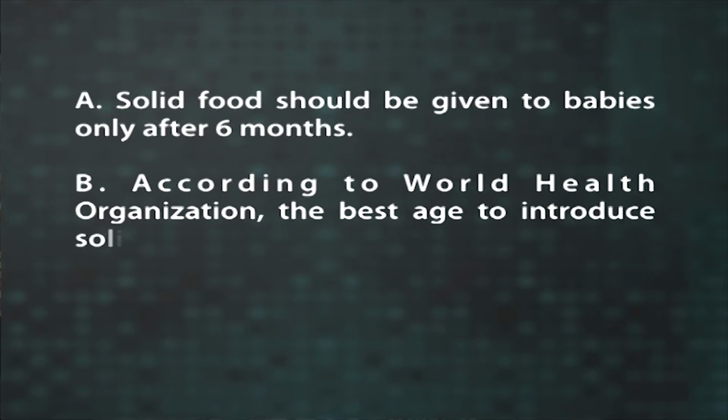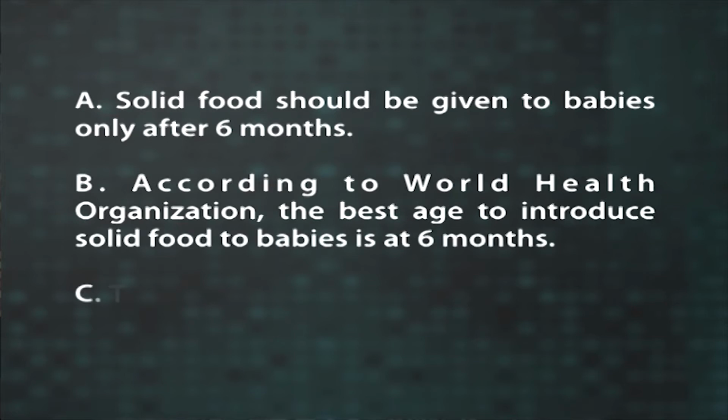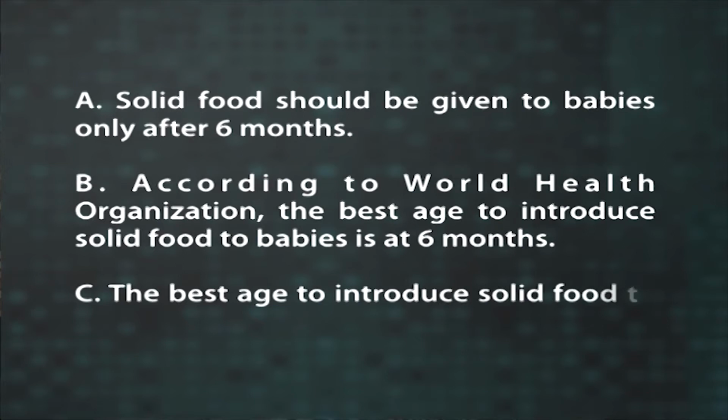According to World Health Organization, the best age to introduce solid food to babies is at 6 months. C. The best age to introduce solid food to babies is at 6 months. Statements A and B are to be judged true or false. It is difficult to answer statement A as either true or false, but statement B can be marked definitely as true or false because the opinion is attributed to the source.